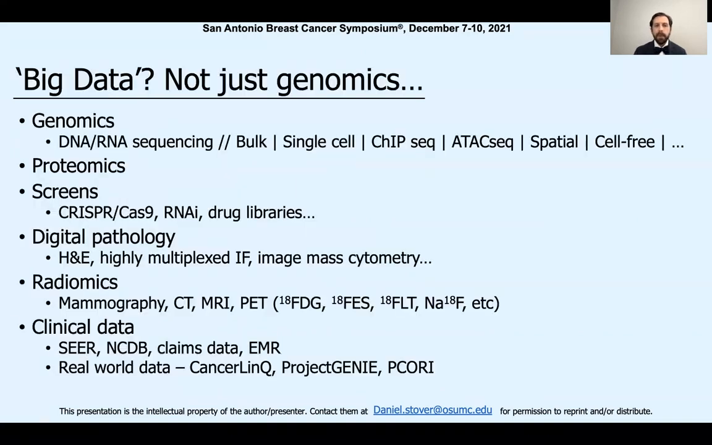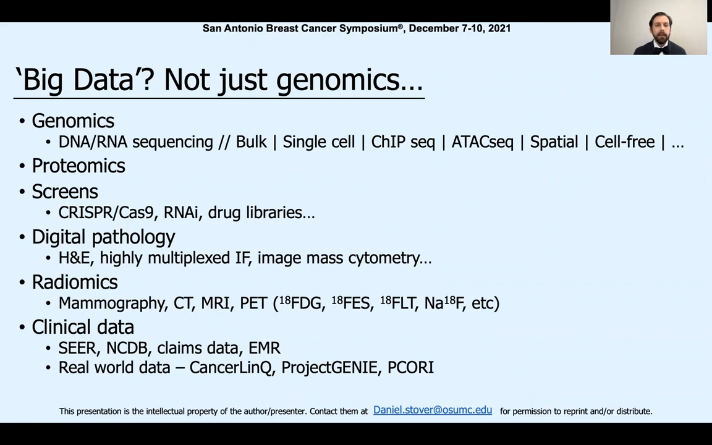When many people reference big data in the context of breast cancer, they think of bulk DNA or RNA sequencing. But clearly, big data is not just genomics. And even within genomics, the scope of large complex data sets is expanding. Single cell sequencing, ChIP-seq, ATAC-seq, spatial sequencing, cell-free sequencing. Proteomics is a field in and of itself. And there's a lot of other different types of big data, such as screens, digital pathology, and radiomics.